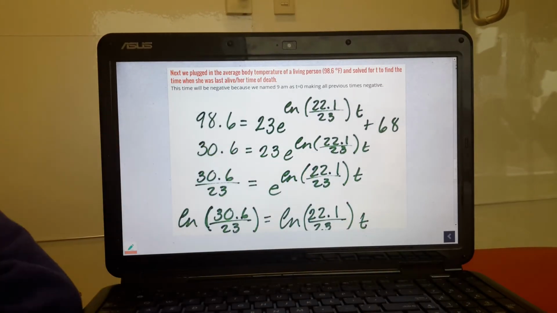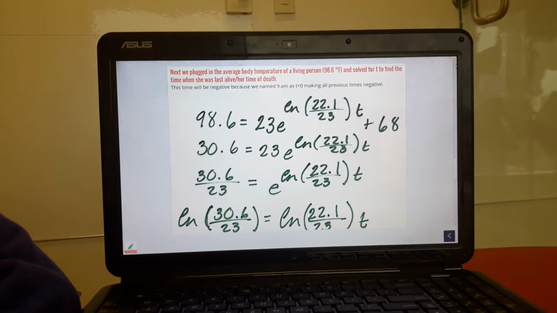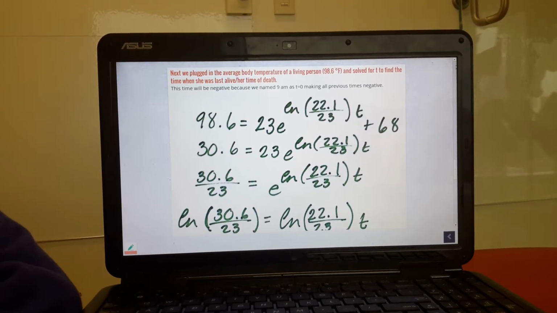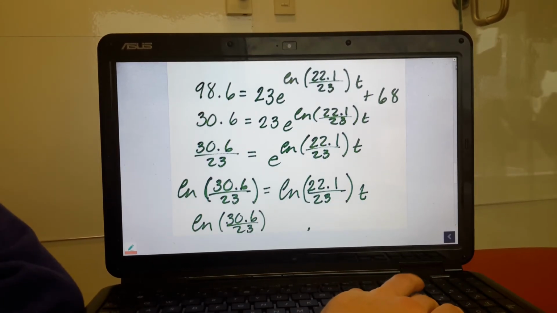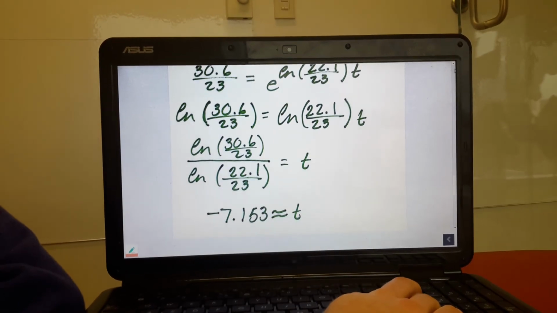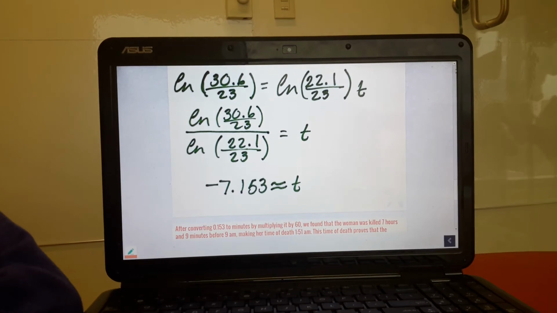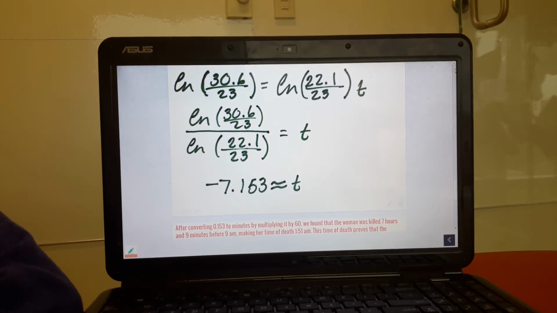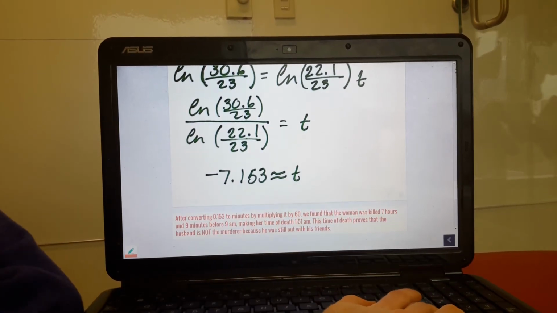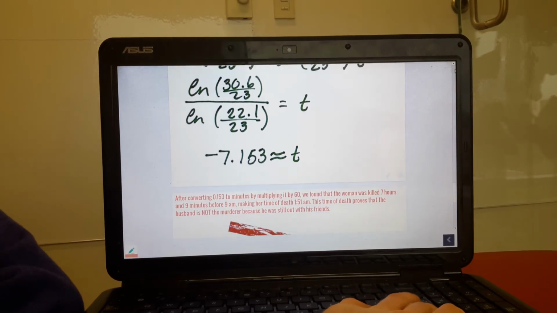So finally we plugged in the average body temperature of a living person, which is 98.6 degrees Fahrenheit, and solved for t to find the time when she was last alive, or her time of death. And by doing this, we will get a negative number because we said that when she was found at 9 a.m. that was t equals 0, so anything previous to that would be a negative number. So we got negative 7.153.